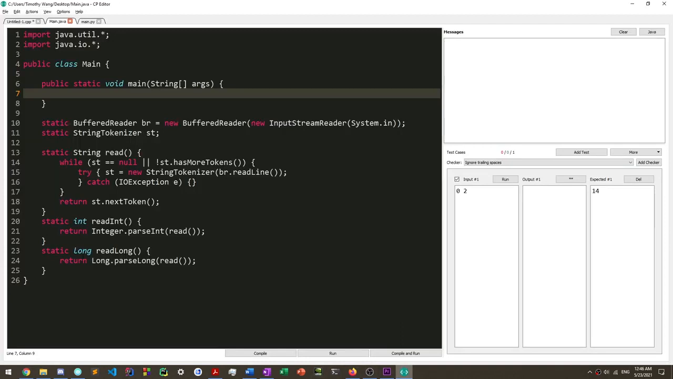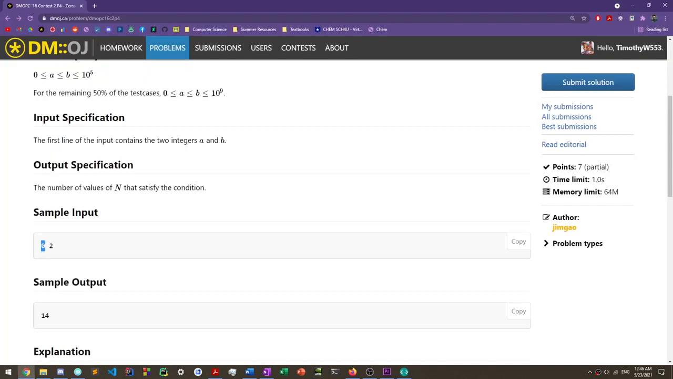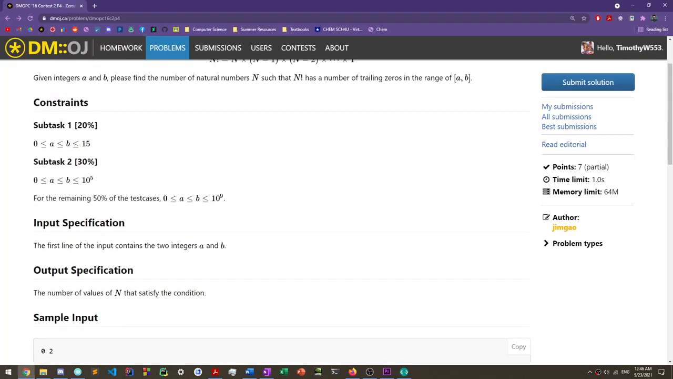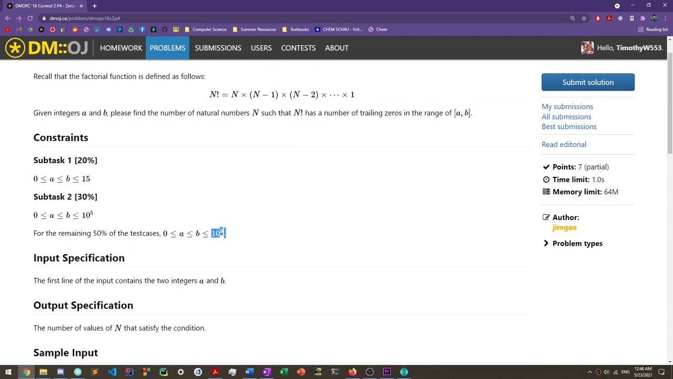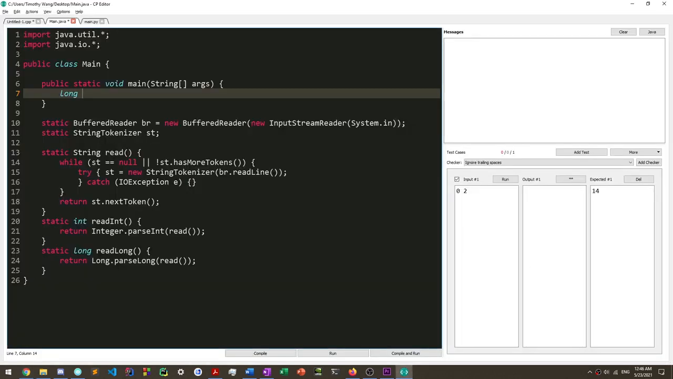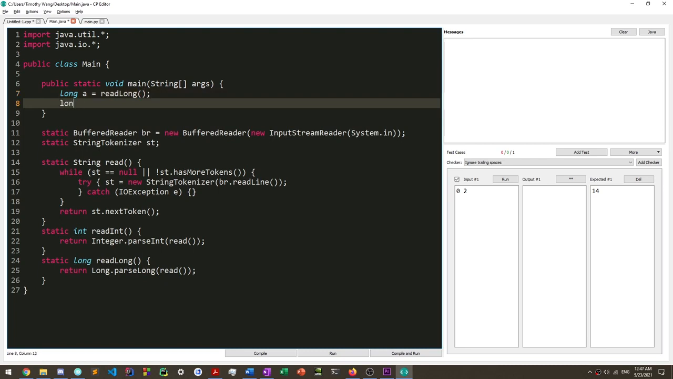Okay, so first what we're going to do is take in input for our numbers. The first numbers we're going to take input for are the two longs, a and b. The reason we're going to use long for them is although they fit into 10 to the 9, which is an integer, we're going to be using arithmetic using long. So long A is equal to read long, and long B is equal to read long as well.